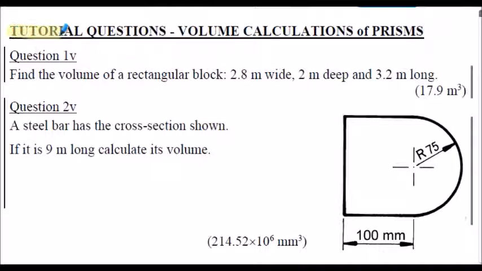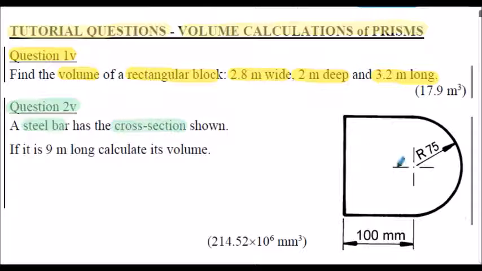Here are some tutorial questions related to calculating the volumes of prisms. Question 1v, we're asked to find the volume of a rectangular block having a geometry 2.8 meters wide, 2 meters deep, and 3.2 meters in length. In question 2v, a steel bar has the cross-section shown in the sketch here. If it's 9 meters in length, we've got to calculate its volume.